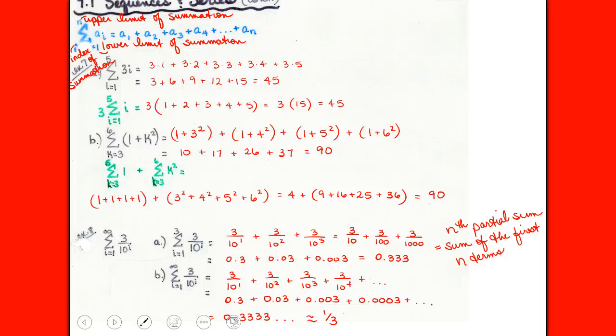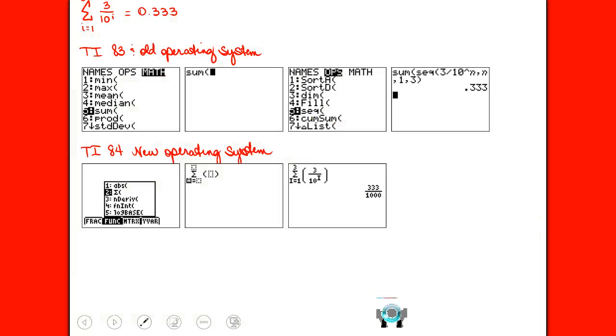All right, now your calculator will also do these summations, but it kind of depends on whether you have an 83 with the old operating system or an 84 with the new operating system. So if we had the summation from 1 to 3 of 3 over 10 to the i, that one we just did, we got 0.333. If you have the old operating system, you are going to go to second stat, which is list, and scroll over to math. And that's where you'll scroll down to find sum.